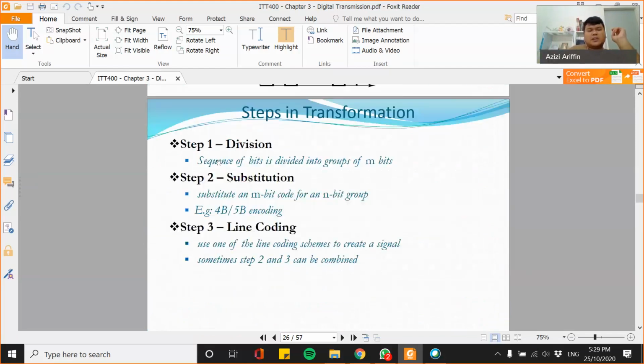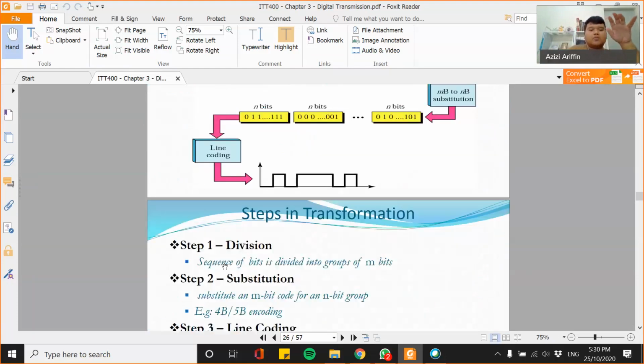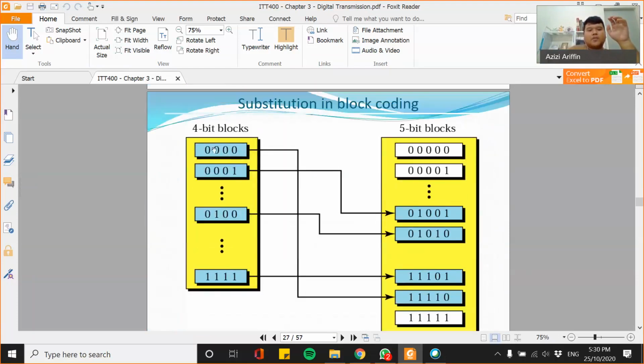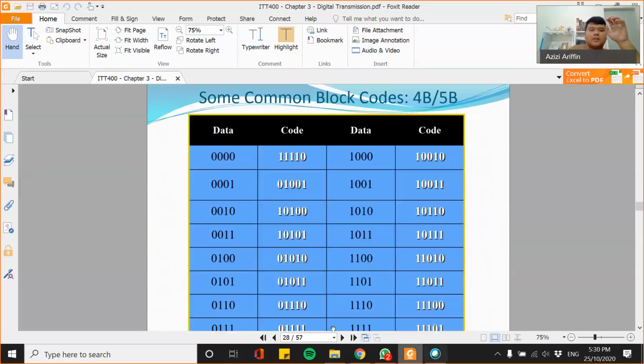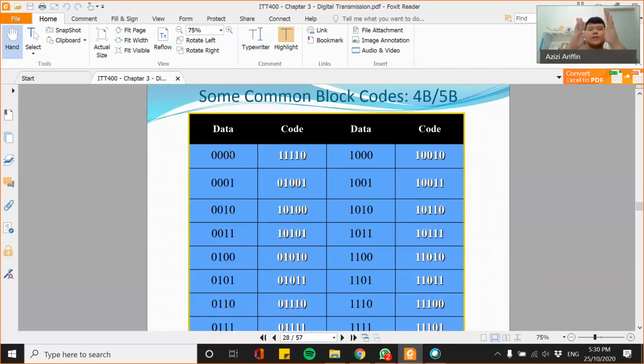So the steps are, first we divide it into groups of m bits. Then substitution: we substitute the m-bit code with an n-bit group, for example 4B/5B encoding. Only then, when we want to use digital transmission, do we use a line coding such as unipolar. We can see here that to substitute a 4-bit block with a 5-bit block, there is a table. That is what is called block coding. For example, the 4-bit data 0001 will be converted to 1110. When the receiver gets it, it has to look at the table again and decode it back.